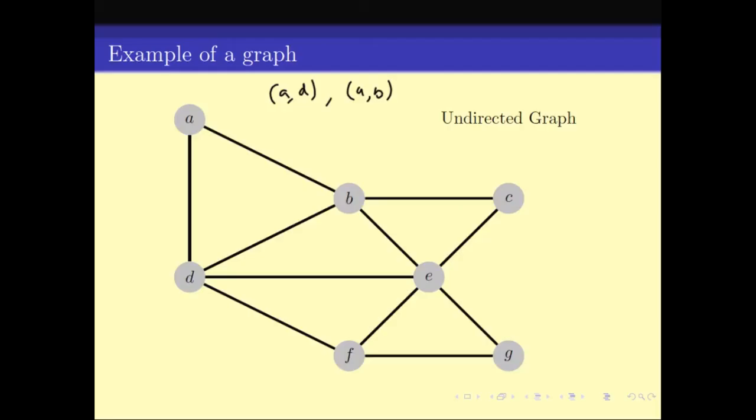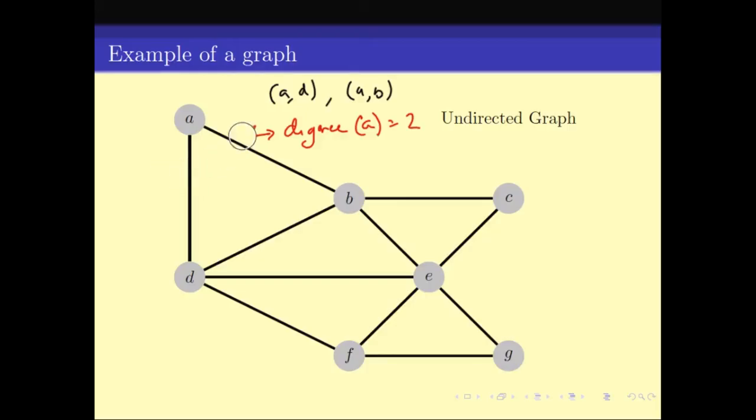Also, the degree of A is 2 because it has two neighbors. Right? So this is what we call an undirected graph. When we have an undirected graph, that means I don't care whether (A, B) or (B, A) is in the edge. In that case, there is no ordering between A and B. So we usually draw it with just a straight line between the two vertices that are related.